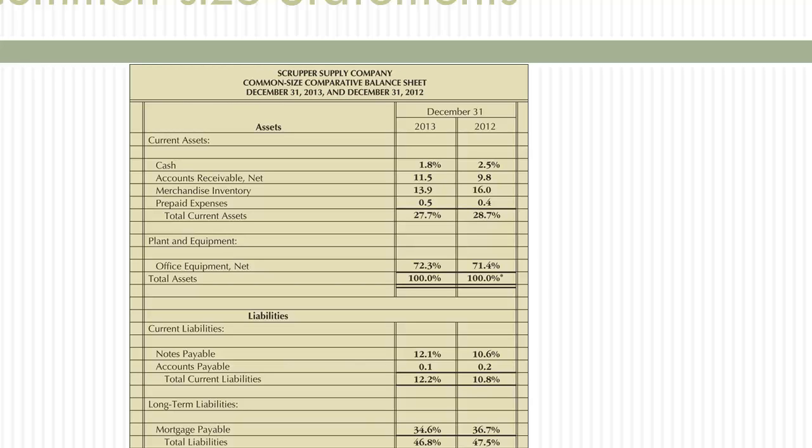So that's the end of Learning Unit 1. In the next Learning Unit, we'll look at comparisons of income statement accounts.